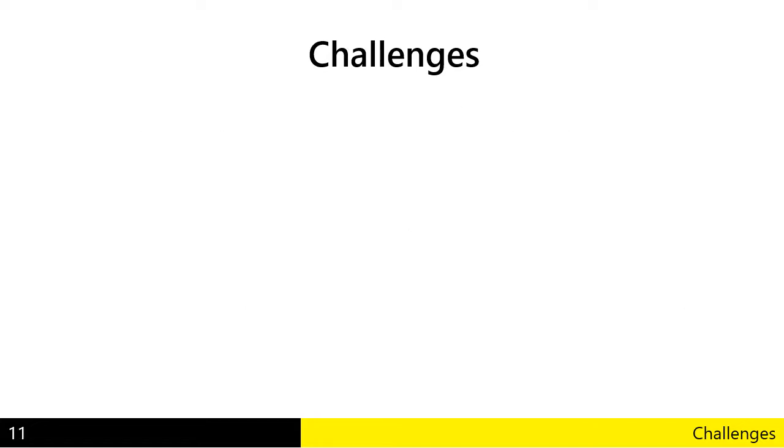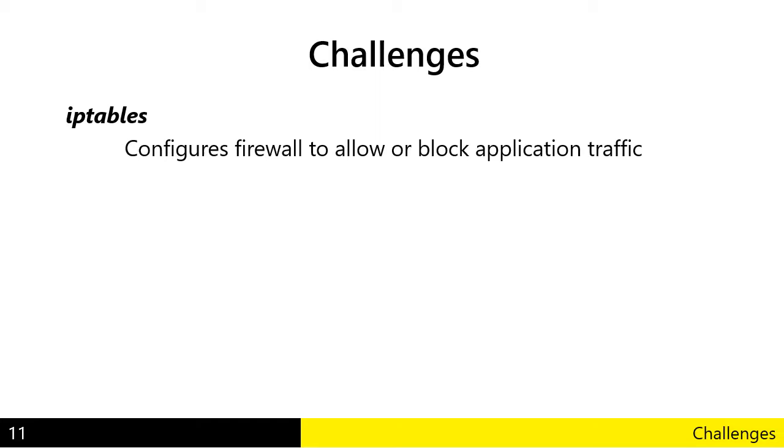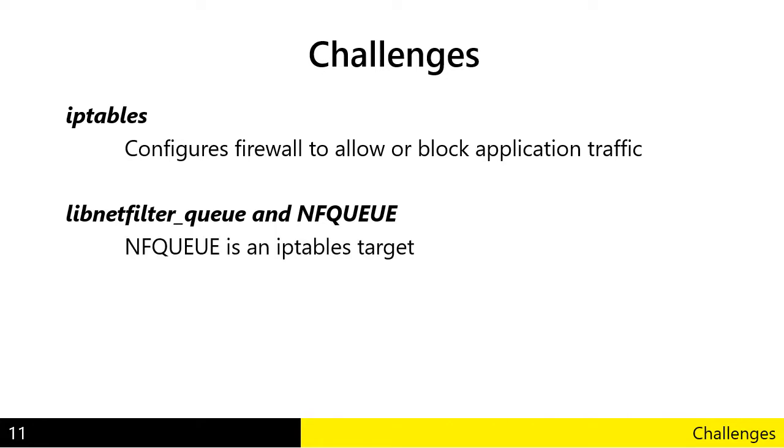So before I go into how we tackle the challenges we just discussed, I would like to take some time to discuss some of the tools and libraries we used in our implementation of FlowTrace. Firstly, we use iptables, which is a user space program to configure the firewall, which means allowing or blocking application traffic by defining certain rules. Secondly, we used libnetfilter_queue and NFQ. NFQ is an iptables target, which basically means that iptables matches a packet's metadata against some rules, and if the rules match, then the packet is sent to this queue.